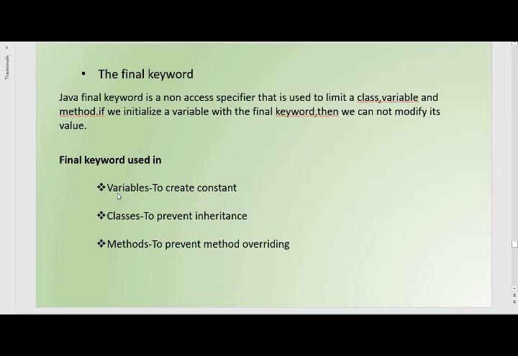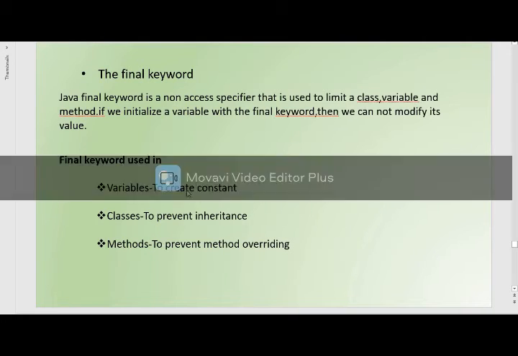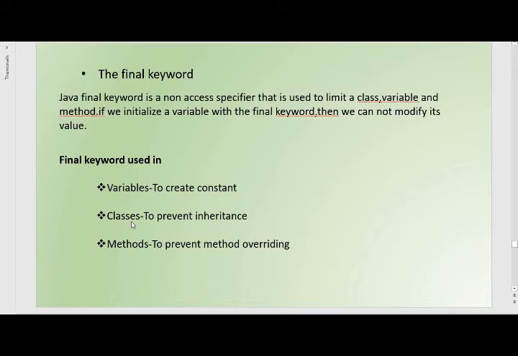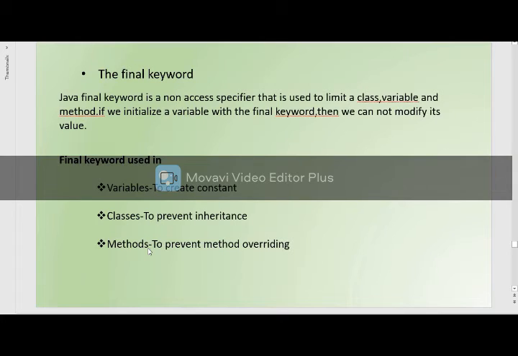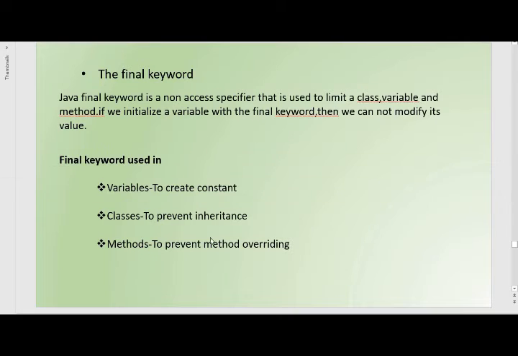You can see that there are three usages of the final keyword. We use the final keyword with a variable to create a constant variable. Constant variables, we cannot change the value of it. And with classes, to prevent inheritance. If you want to prevent inheriting this class, we use the final keyword. And with methods, if we want to prevent method overriding, we can use the final keyword. That is the final keyword. I think that you can get the idea about it.